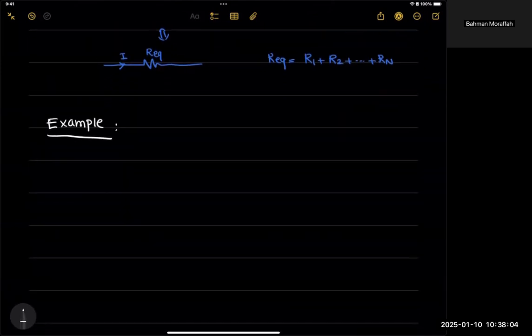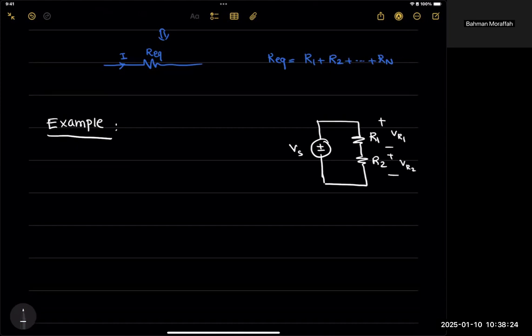Let's just say I have a very simple circuit that looks like this. There is a voltage source, followed by two resistors back to back, R1, R2. Let's just call this Vs. Let's call the voltage across R1 V of R1, the voltage across R2 V of R2, and let's call the current through it I.